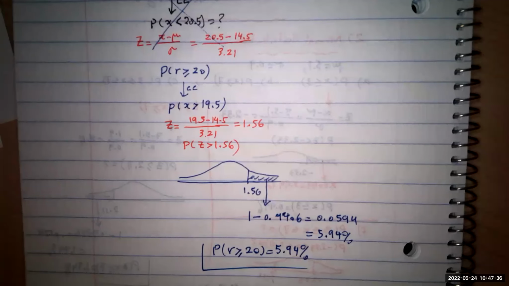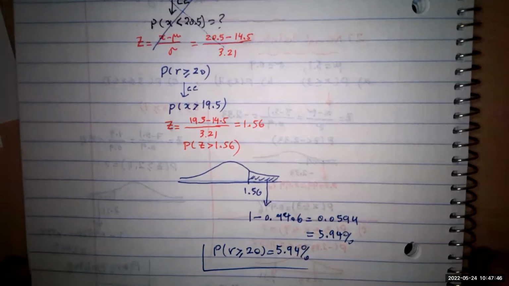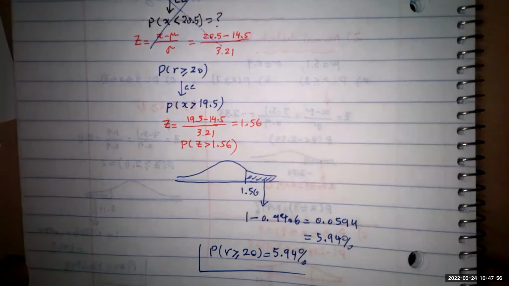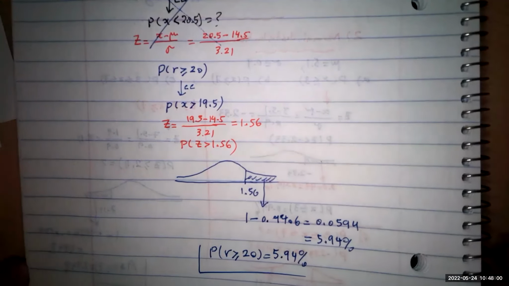So that's it. That's going to be the first part. Any question? We usually give you one part, okay? But we just give you two over here so that we get to know what will happen, how we're going to correct for continuity when it's between two numbers. Any question? So the second part is going to be between 20 and 25. We do the correction for continuity for that part.